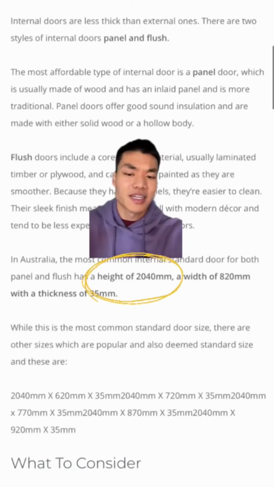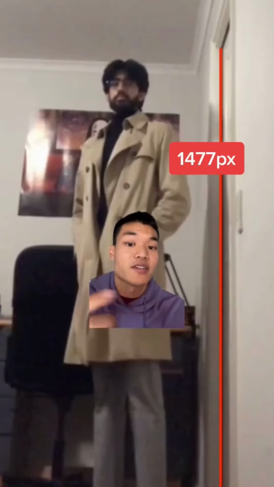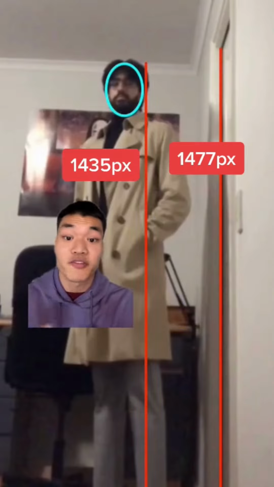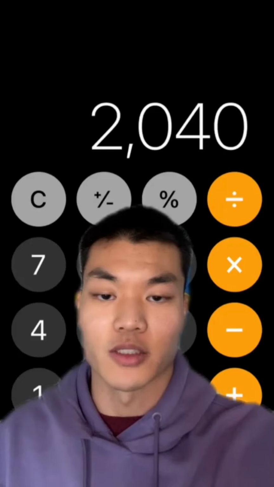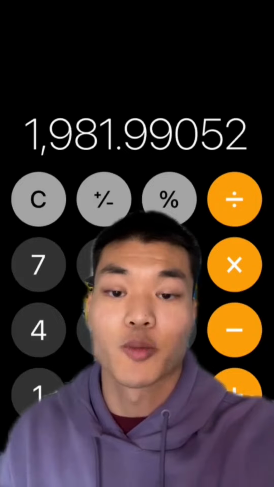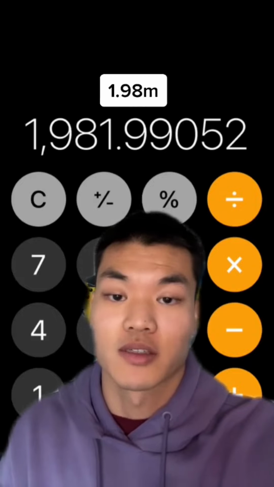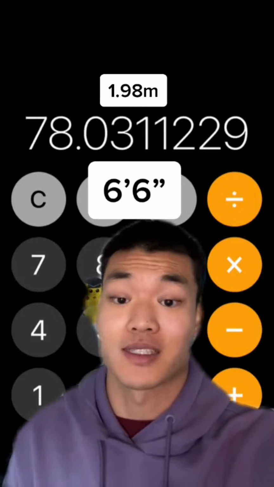In Australia, standard doors are 2040 millimeters tall. Tilted, the image of the door is 1477 pixels. My guy is 1435 pixels. Take the height of the door in millimeters, divide by the door in pixels, multiply by his height in pixels to get millimeters, convert to inches, and beep boop bop, you're like 6'6".